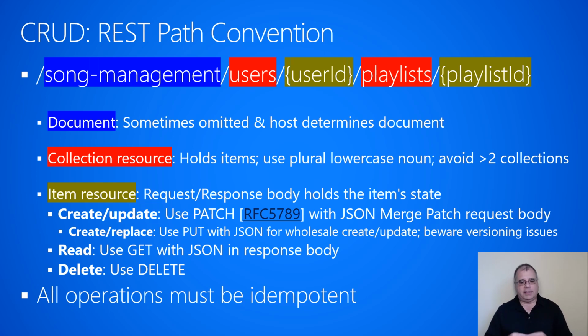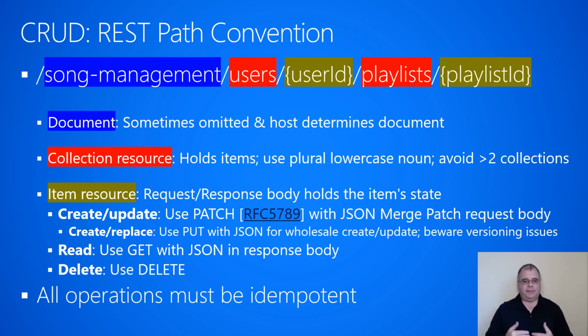So let's take a look at an example. To do the standard CRUD-like operations, you might create a REST path that looks something like this. So after the HTTP scheme, ://, and then the host name, then we have a slash and the rest of the URL path. So we might have something like /song management. Song management is the name of a document that contains the resources. Sometimes this is omitted and the actual host name, that is the name of the service, represents the document itself.